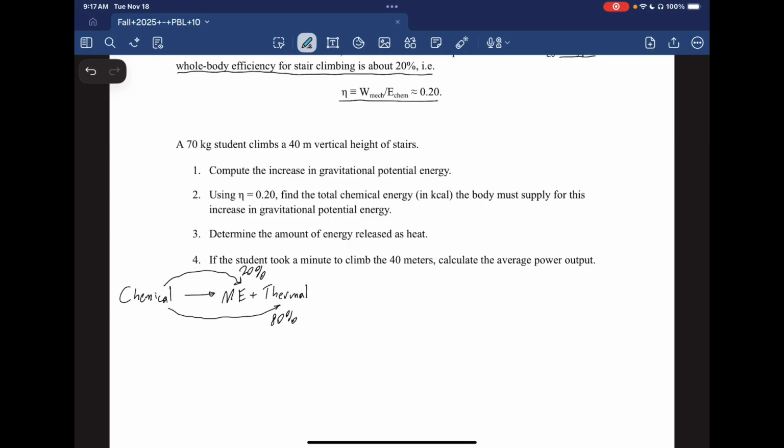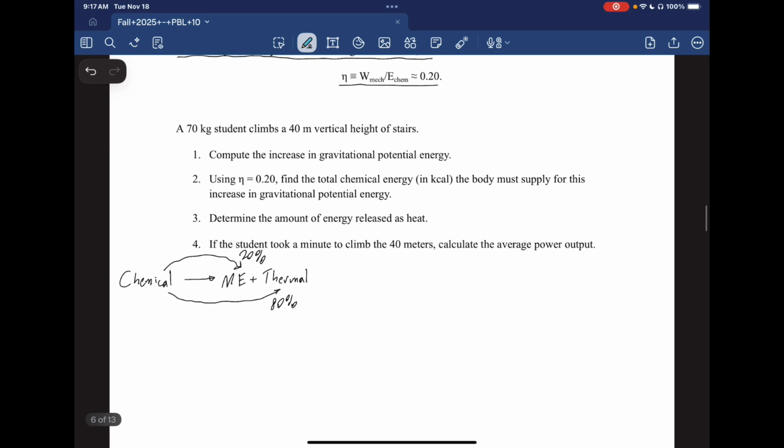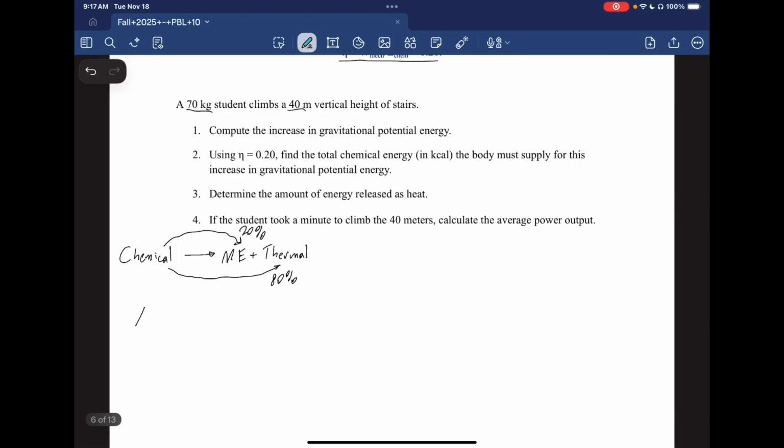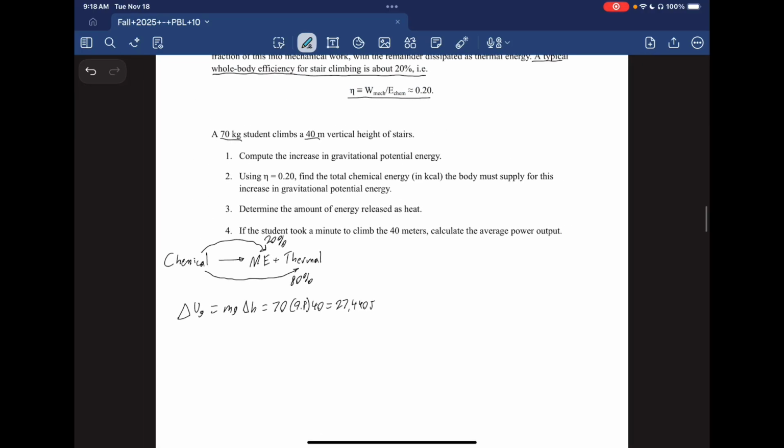So, first question, we want to compute the increase in gravitational potential energy. We have a 70 kilogram student climbing 40 meters. And so we know that the change in potential for gravity is just going to be mg delta h, which will be 70 times g, which is 9.8, times the change in height, which is 40 meters. So that is 27,440 joules.